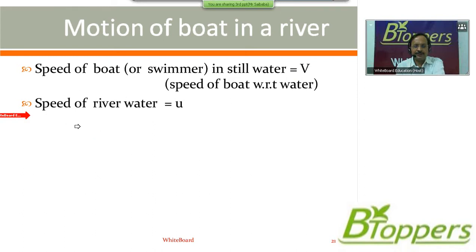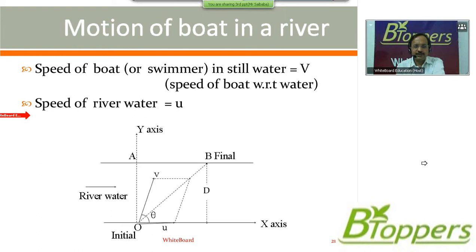Next, speed of river water, I denote by U, that is U is the magnitude of the flow of river water, magnitude of velocity of river water. This is the diagram I have shown on the screen. This is the magnitude of the velocity of the river water. U represents magnitude of the velocity of the river water.